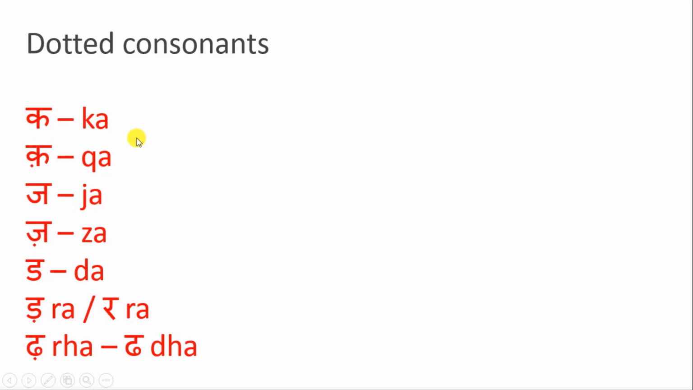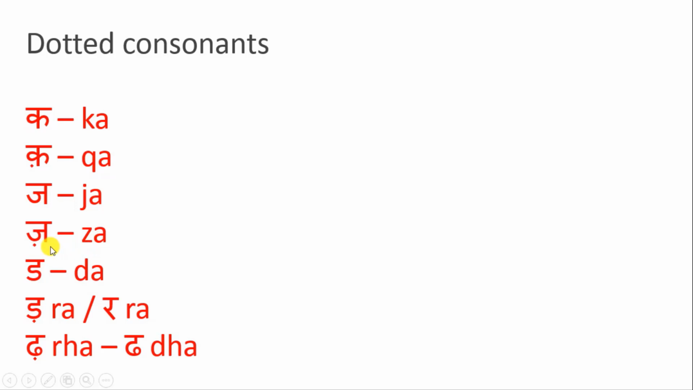Next, there are many other examples also. I have taken a few to teach you the concept. J, this is j. If you put a dot below it, nukta, then it becomes z. Now this is easy for you to pronounce because you know the letter Z. You have Z in English, right?